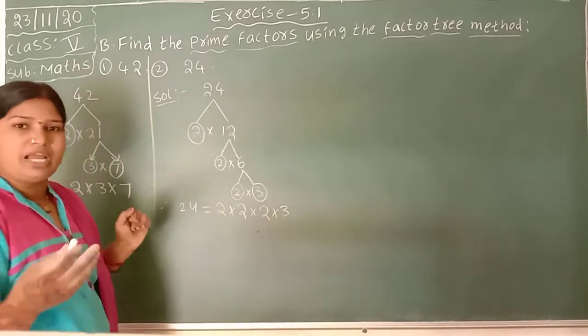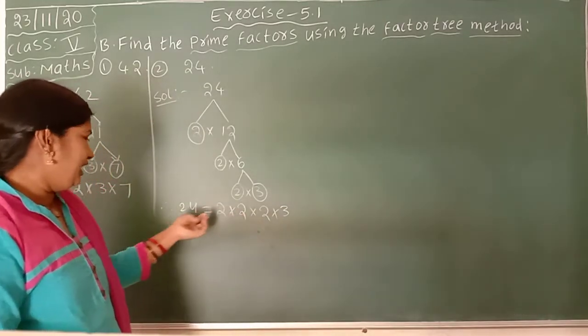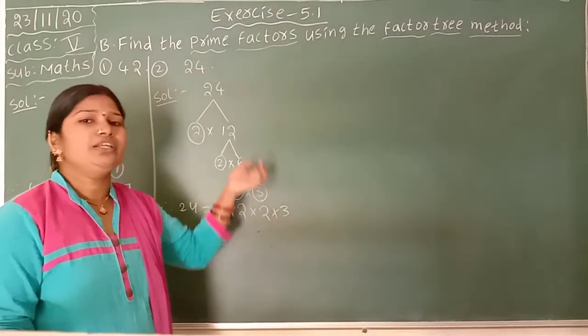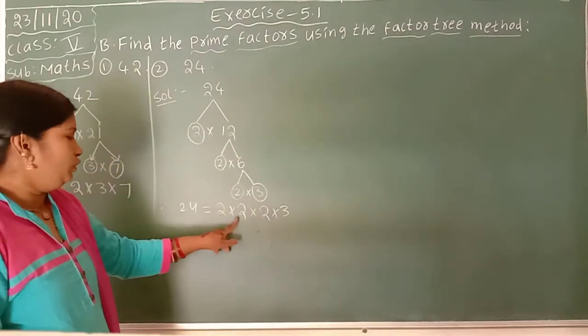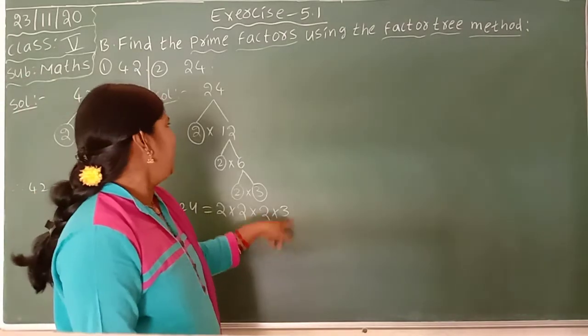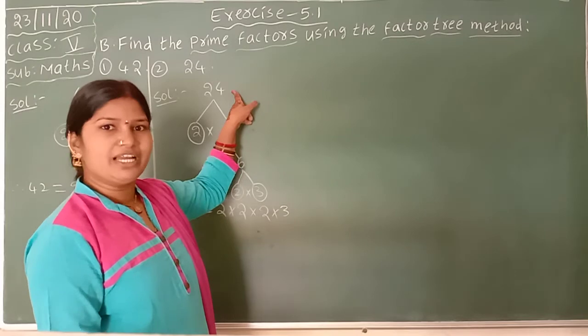If you want, you can multiply and check. If you get the same number, your problem is right. If you get a wrong answer, you have to check it once. 2 twos are 4, 4 twos are 8, 8 threes are 24. You will get the same number.